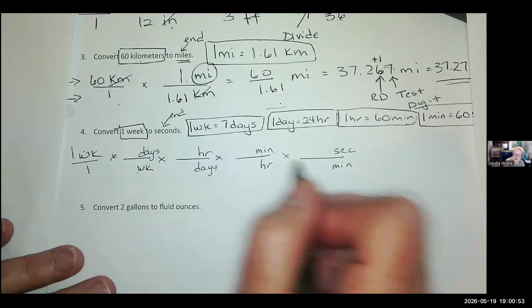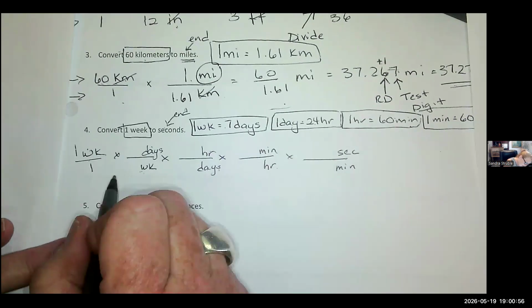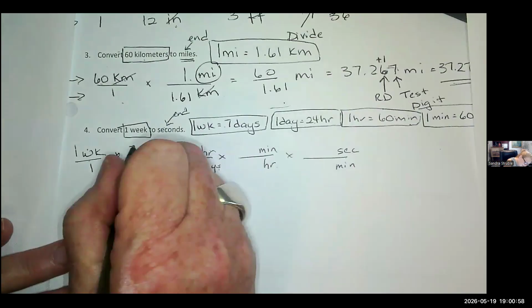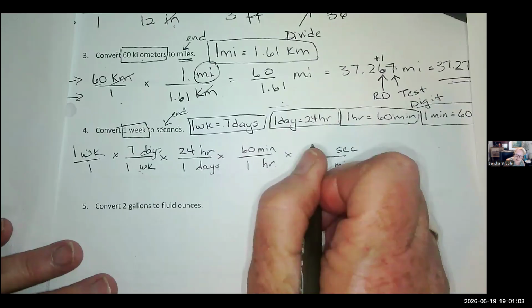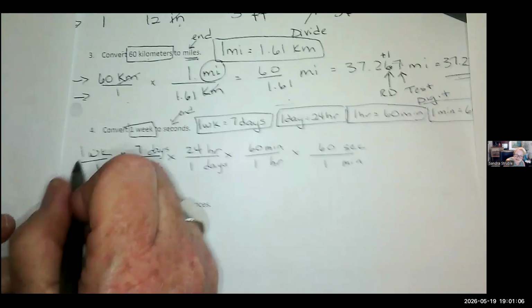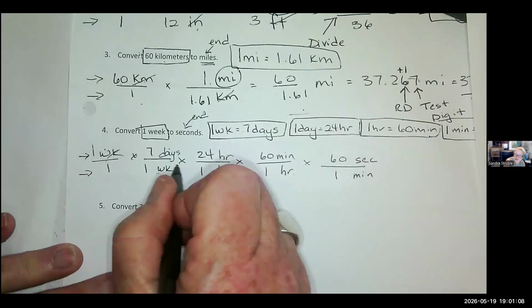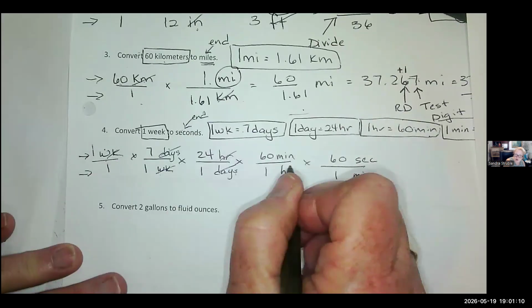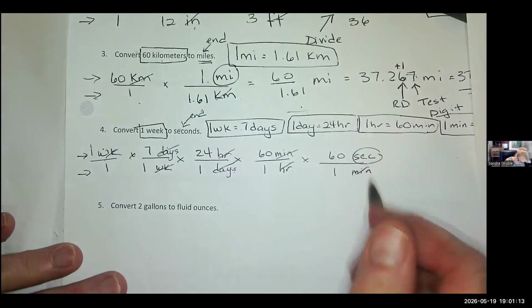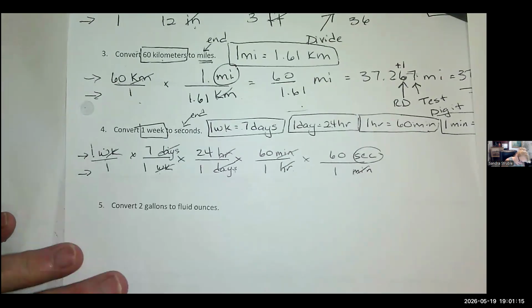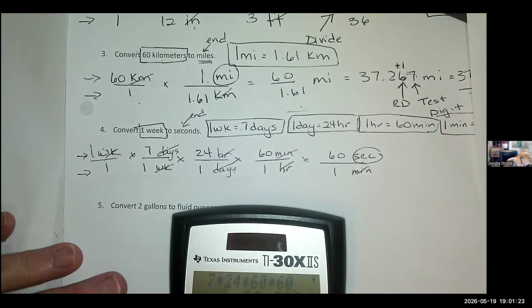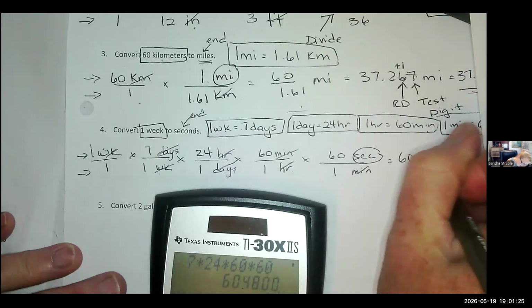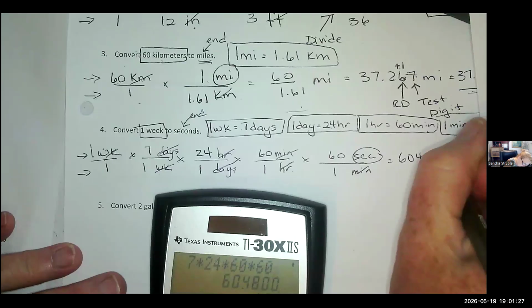So now we just plug in our numbers. 1 week is 7 days. 1 day is 24 hours. 1 hour is 60 minutes. And 1 minute is 60 seconds. Again, multiplying straight across, weeks are gone, days are gone, hours are gone, minutes are gone, left with seconds. 1 times 7 times 24 times 60 times 60, and that is 604,800 seconds, because this is all over 1.